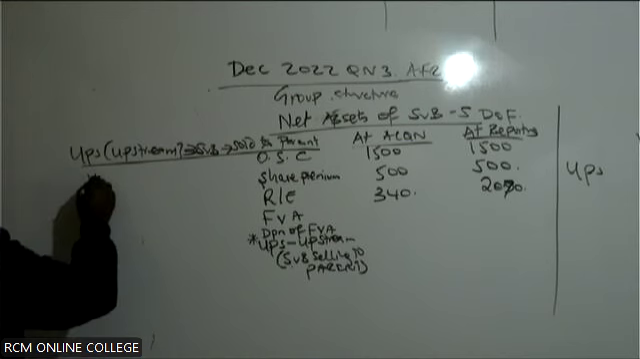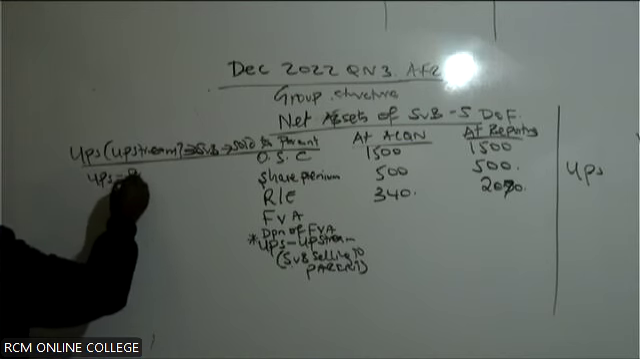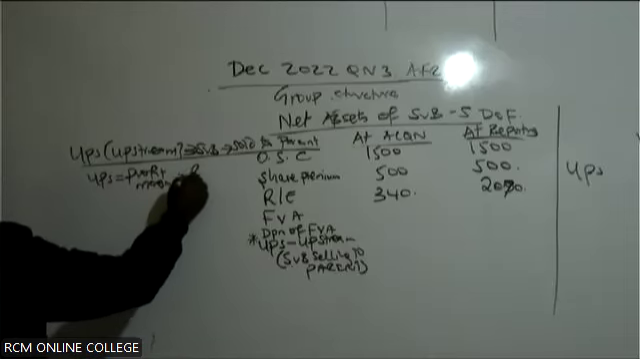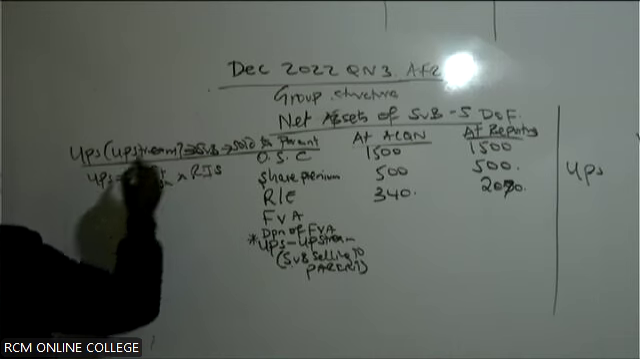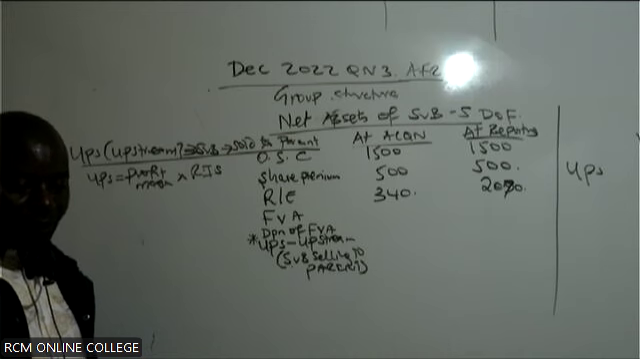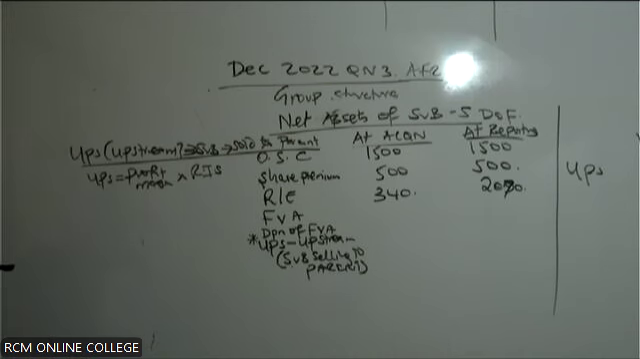So UPS will be equal to profit margin times remaining intra-sales. Profit margin times remaining intra-sales.